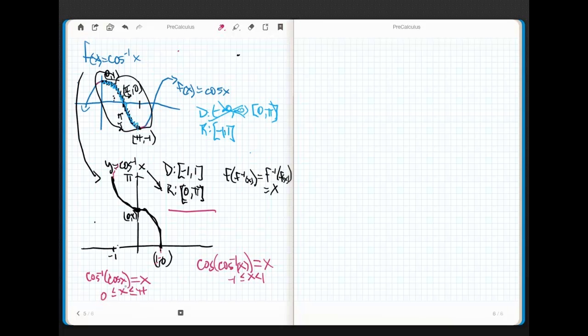Okay, now we're going to play with what happens just a little bit. We'll probably play with a bunch of these in class, and I'll show you how to deal with those. But what happens when x isn't between 0 and pi?